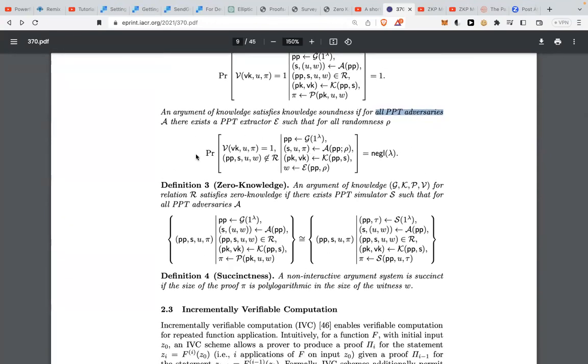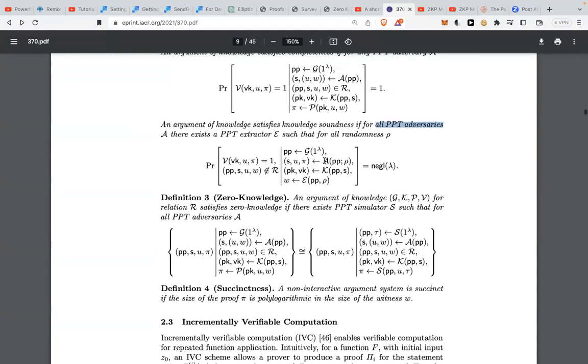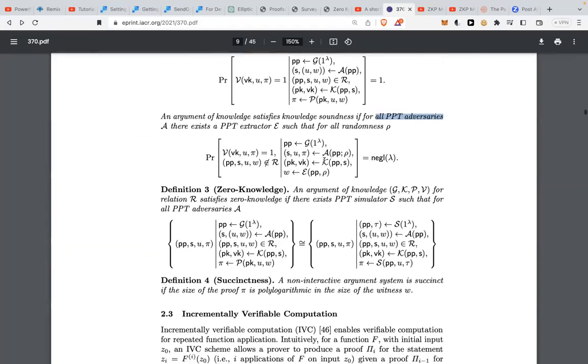And this is the extractor algorithm that we're talking about, with the probability over some malicious adversary. Here A is the PPT adversary, probabilistic polynomial time adversary. Given any such adversary, there always exists some extractor E such that the probability of the malicious adversary convincing the verifier is some negligible value.